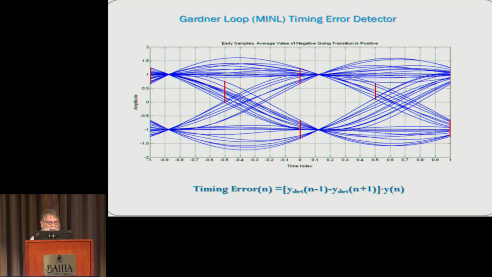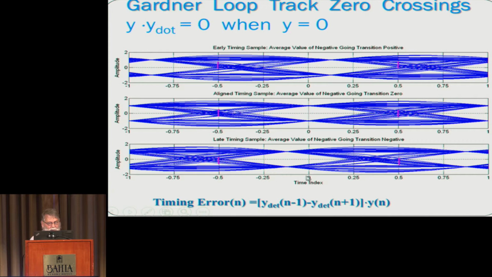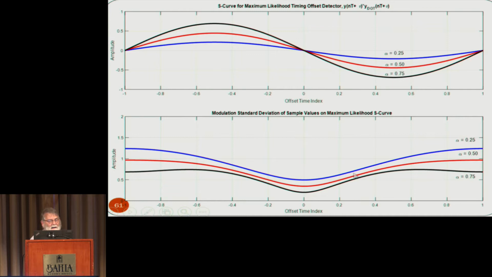And what'll happen as you pull this over, eventually this little red line in the middle, well, you know where the middle is, that middle would have the average value zero. And so this is the difference between the sample to the left and sample to the right, detected, that's your slope, and that times y is going to try to drive this term to zero. If the negative going zero crossing is early, you have to shift over. If the negative going zero crossing is late, you have to shift backwards. Neat little trick.